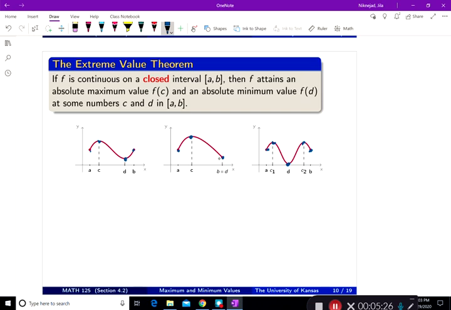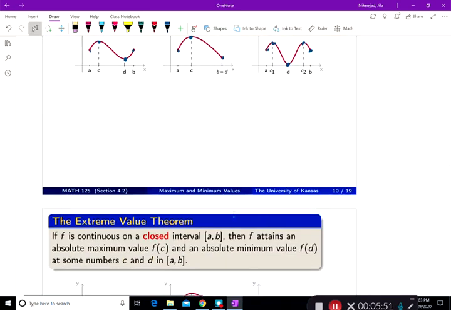And for all of these it is true. Some of them are at endpoints, and sometimes you get both absolute min and max at endpoints. Sometimes you get one of them, sometimes you get both of them within the interval, but you get them every time when it's a closed interval. The closed interval is very important, and continuity of the function is very important for this theorem.